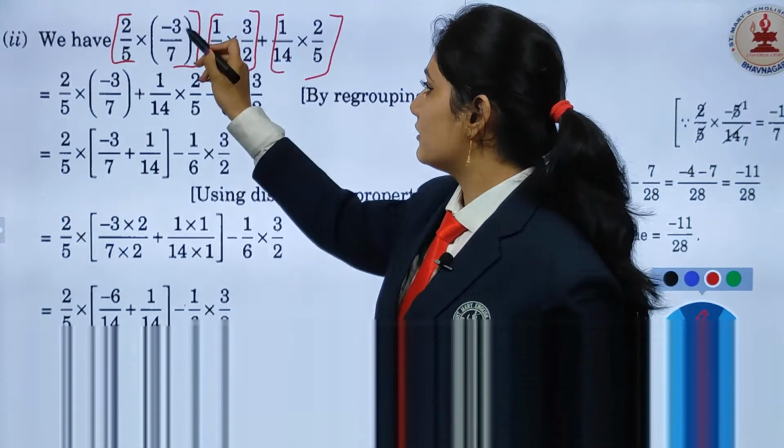Now the denominator is the same. So minus 4 minus 7, the answer is minus 11 upon 28.